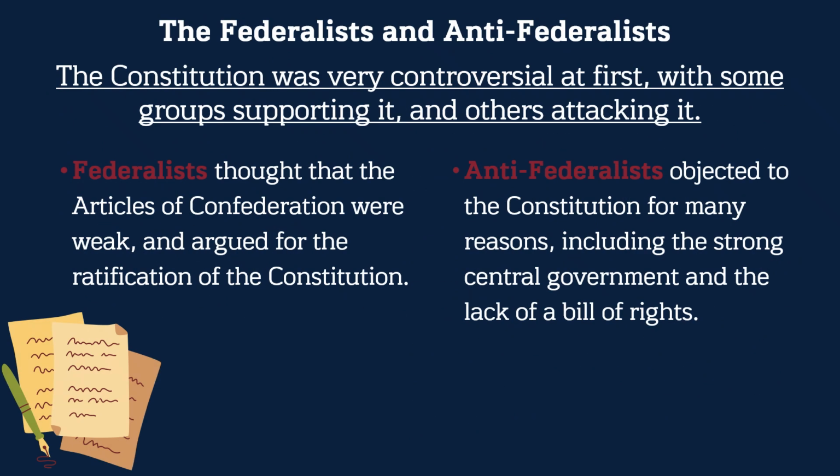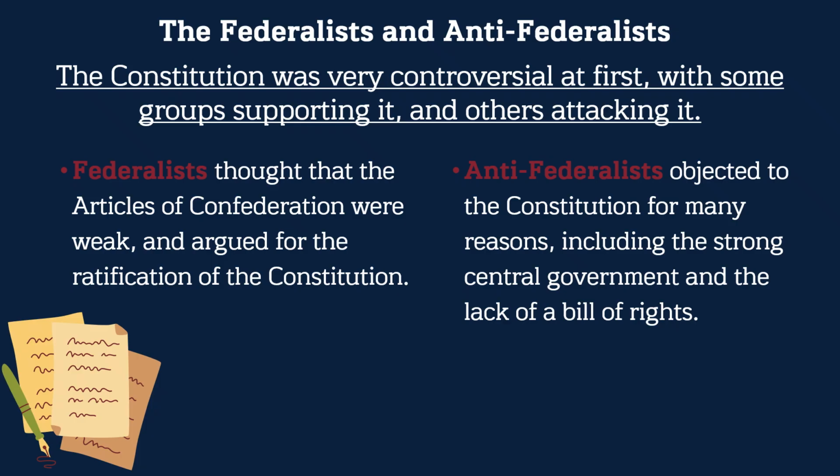Now, after the passage of our Constitution, some argue that the federal government was too strong, and some said it wasn't strong enough. Very controversial. Those that wanted a stronger federal government, the Federalists, thought the Articles of Confederation were weak and argued that this Constitution needed to be passed and ratified. Those that thought it created too strong of a federal government were known as the Anti-Federalists. They objected to the Constitution for many reasons, including the fact that it had a strong central government and lacked a Bill of Rights.